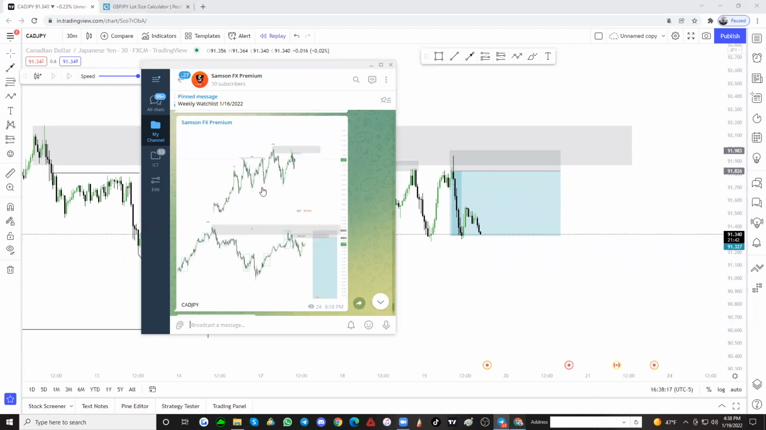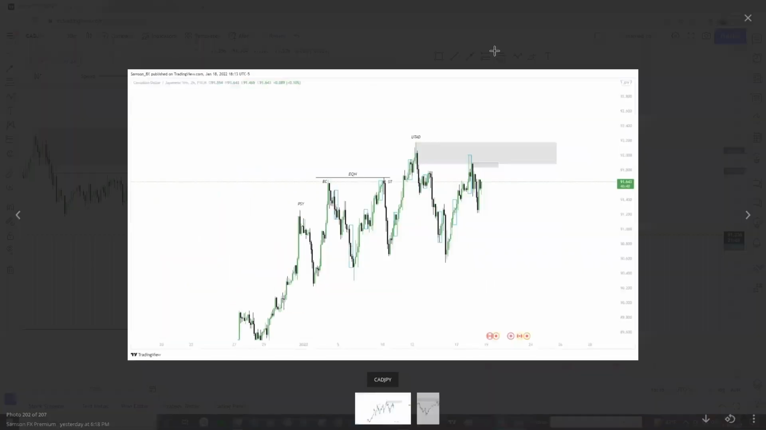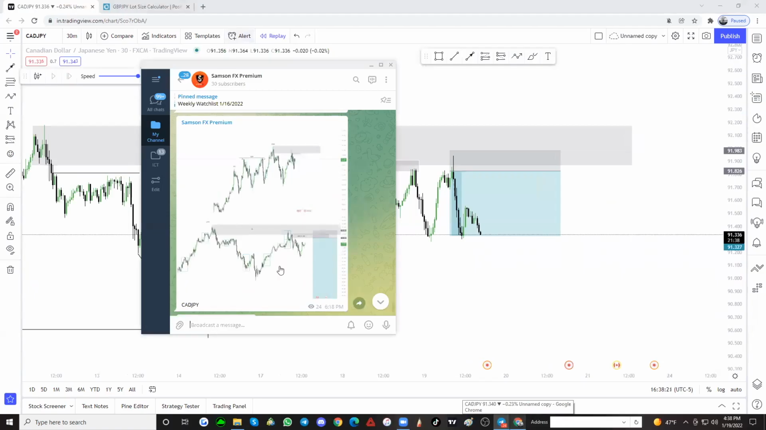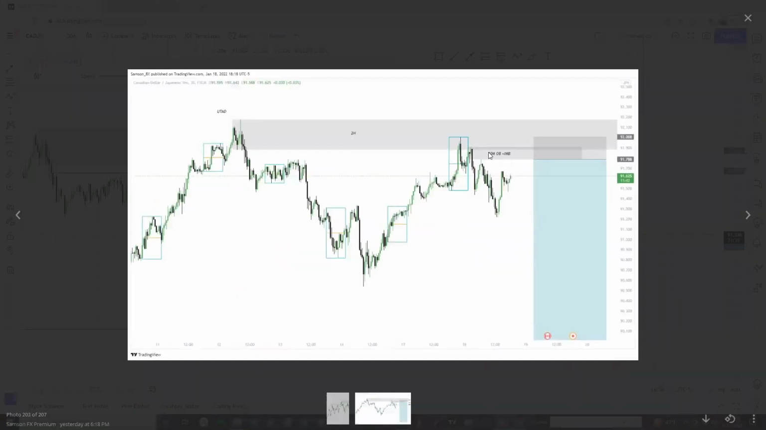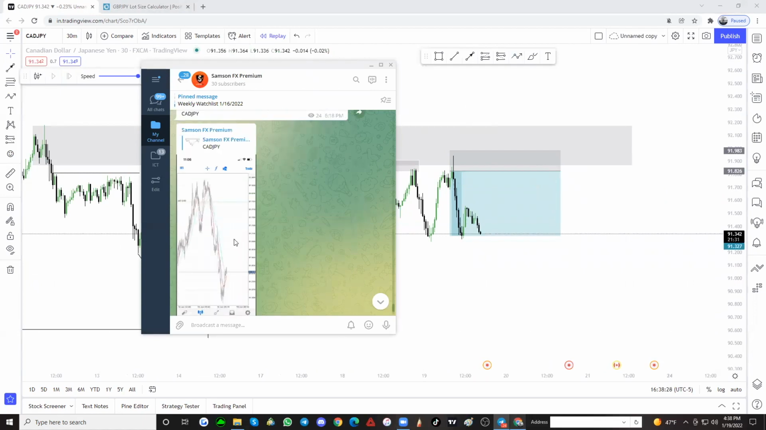I just want to show you that this was a setup that I sent, right? We have the higher time frame here in premium. Then we have the lower time frame with this OB marked out with my stop loss above here. And we did take this trade. Okay, so there's just proof of execution for you.